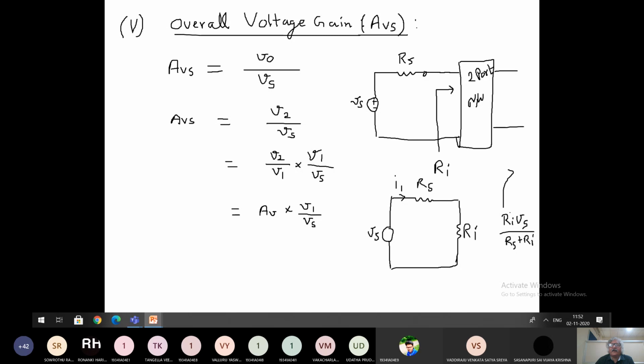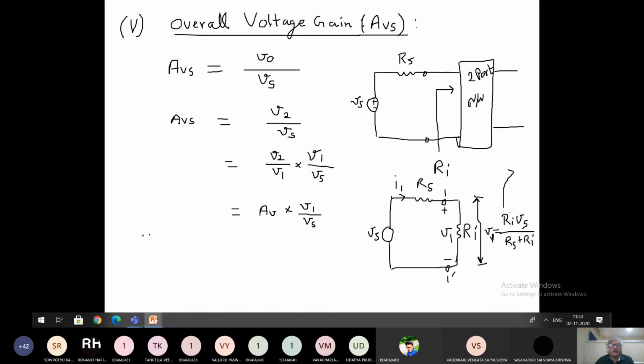So basically here there is a terminal, and this terminal we call 1 and 1 dash, right? So this voltage is only this, plus minus. This is your V1, right? So this V1 is equal to this. If you calculate the voltage across this Ri, this is your V1. Okay. So V1 is equal to this.